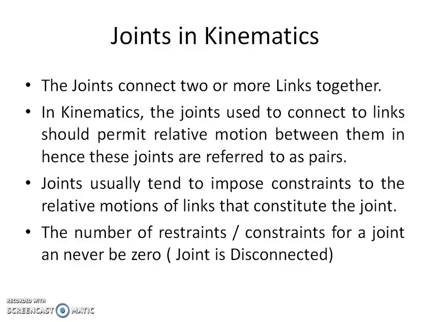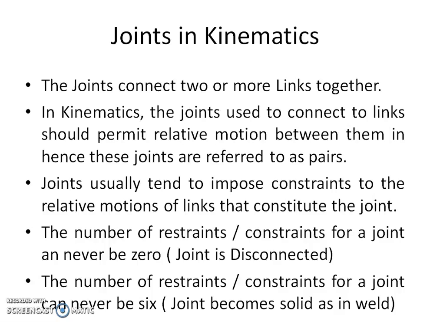The number of restraints or constraints for a joint can never be zero. This means the joint is disconnected and the links are free to move in any direction as individuals. The number of restraints or constraints for a joint can never be 6. In this case, if all the motions are constrained, then the joint becomes solid, as in the case of a welded joint. This is also not possible in kinematics, because in kinematics there should be relative motion between the different links.